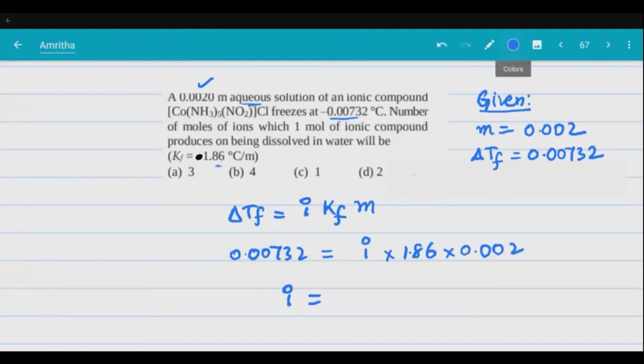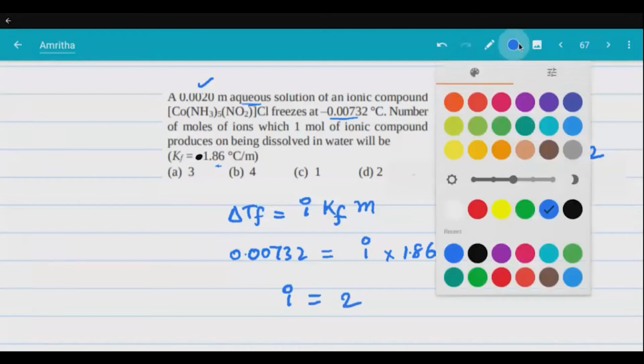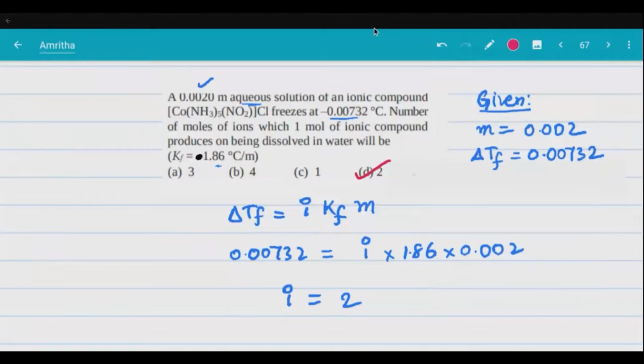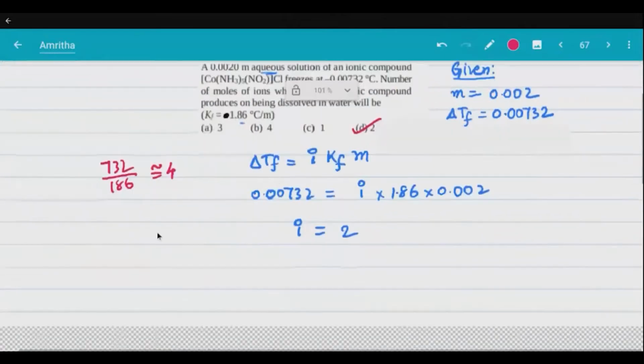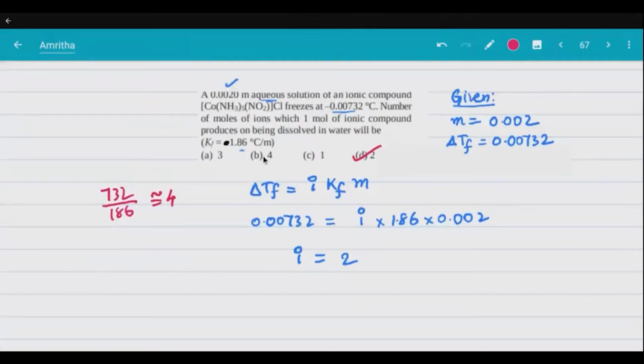What is the i value? Everyone is getting the same? Just check the calculation. Everybody should get the same answer, no? Is it multiple of 186 and 732? Yes, right? I think so. Almost 4 times, you can take. 186, 732, almost 4 times. So this should be equal to 2. Just solve this. We'll get this. So 732 by 186, I'm taking nearly 4. Okay, understood? So number of ions they are asking. So number of ions are how many here? 4, right? Okay. 2, sorry. i equal to 2. This value is 4. So we'll move on to the next question.